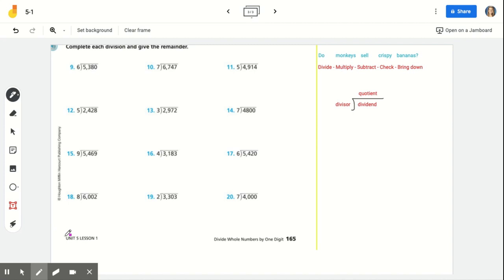Okay, let's work our way over for number 10. Again, let's use the digit by digit method that we've been practicing doing this, and then we'll try some other methods in a future lesson.